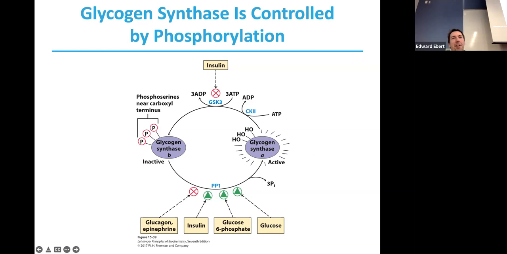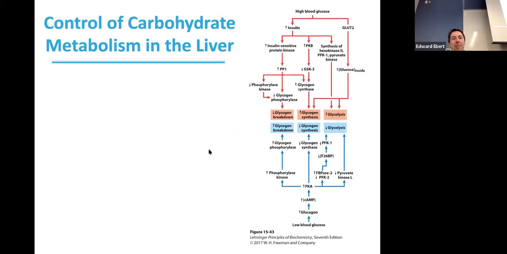I should say, notice the way I said that. They don't directly activate glycogen synthase. They promote the phosphatase that removes the phosphates that then activates it. So they bind to the phosphatases.